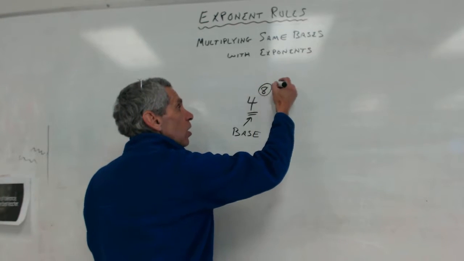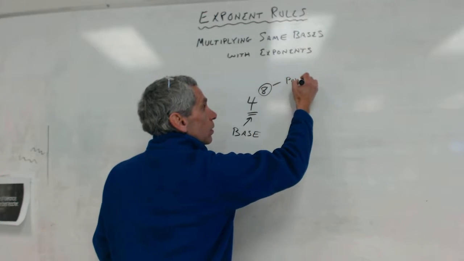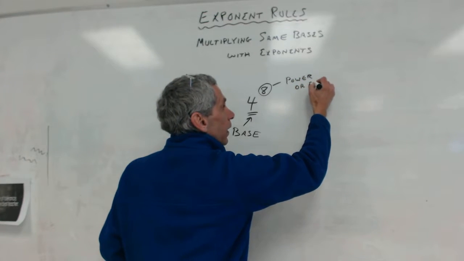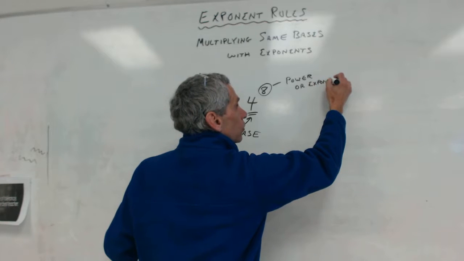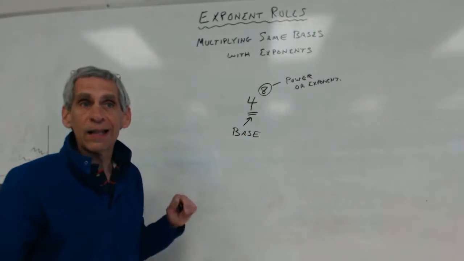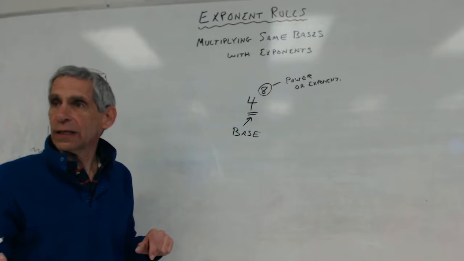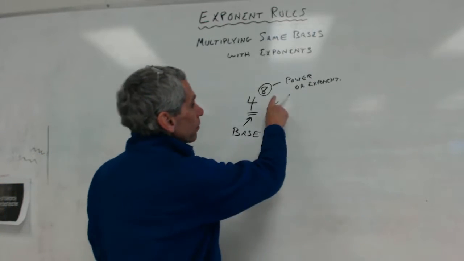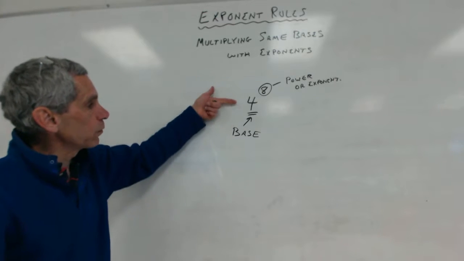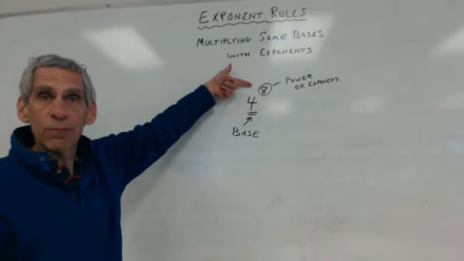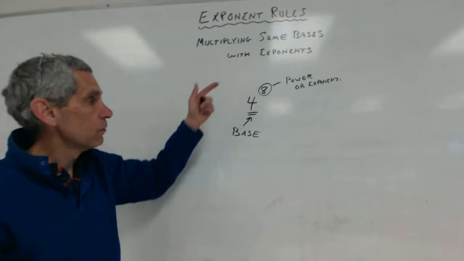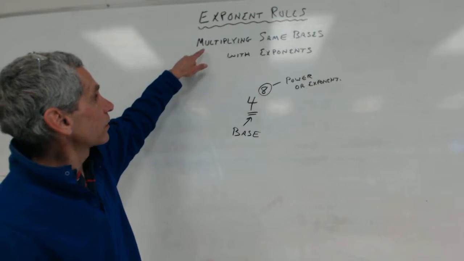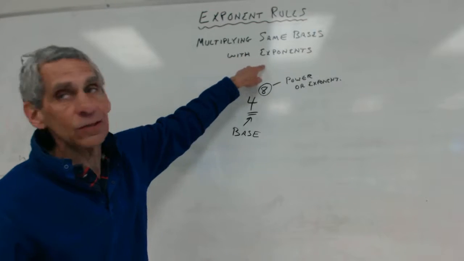Now this is called the power or the exponent. Most people would say this is 4 to the 8th power. That's how you would read that. What we're going to be talking about today is actually multiplying same bases with exponents.